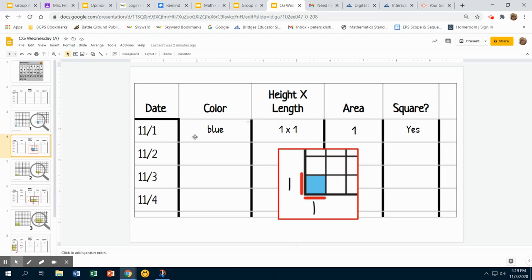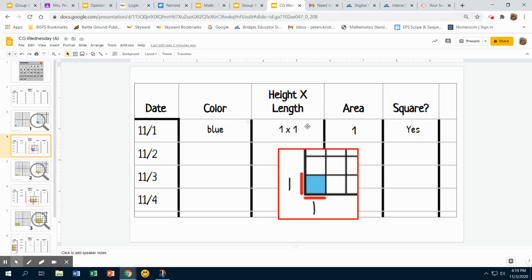Let's do a little recording here. We have recorded that the color was blue. And I recorded the height is 1, then the multiplication sign, and the length is 1, because we can think of that as one group of 1, or one row that has 1. The area is the number of square units it takes to cover a figure. In this case, we can count them easily. We see that there's 1.